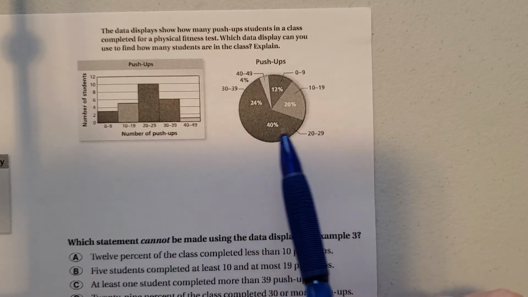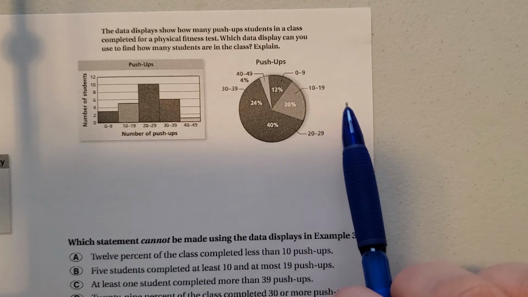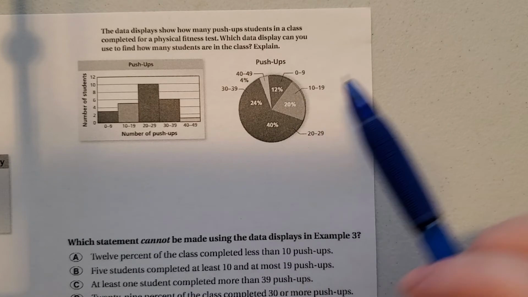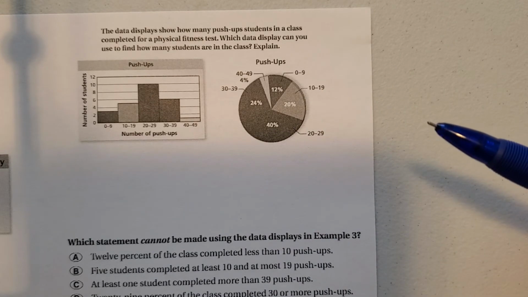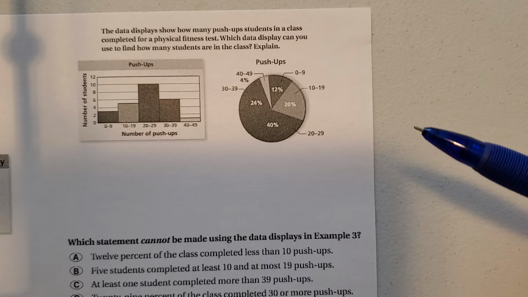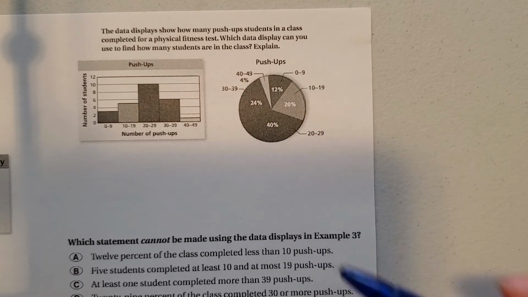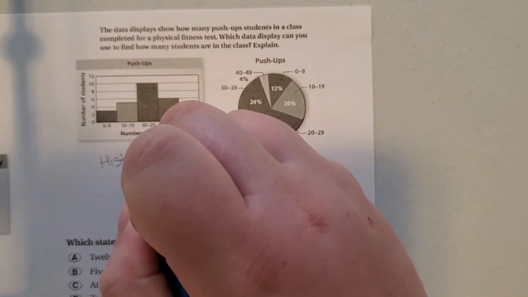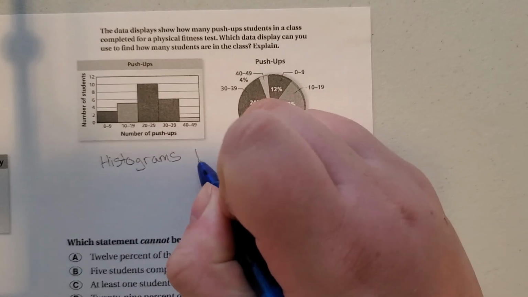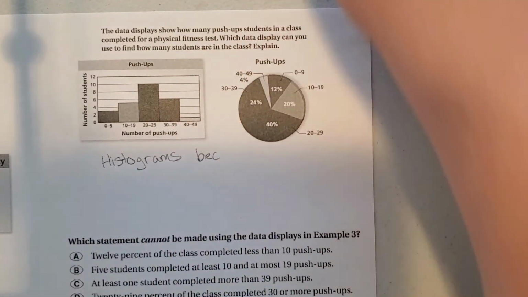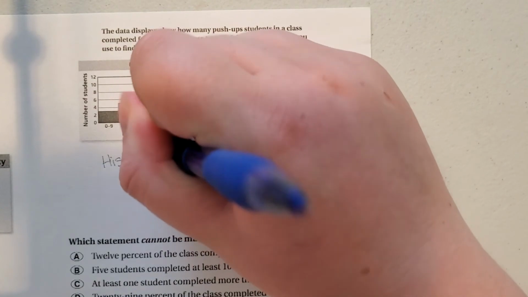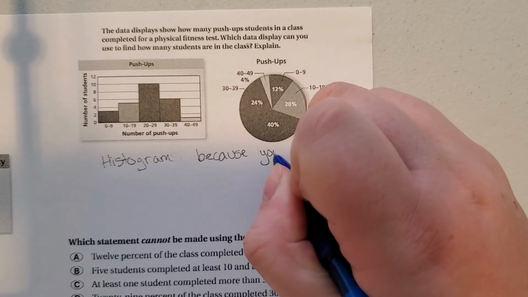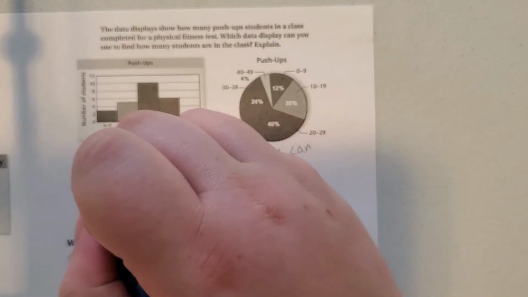Anytime you deal with percentages or a pie graph, unless it tells you over to the side that there are this many students, it could be 10 students or it could be 100 students. We have no idea because it's a percentage. So unless we know exactly how many students there are, we have no idea what this data really means. So the histogram tells us how many students there are, because you can count how many students there are.